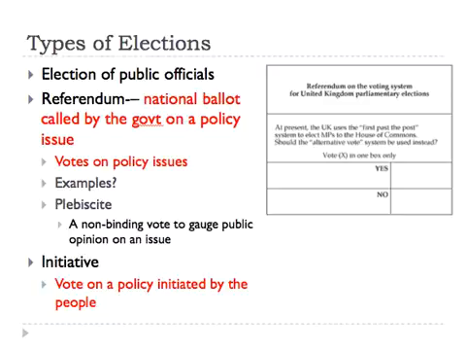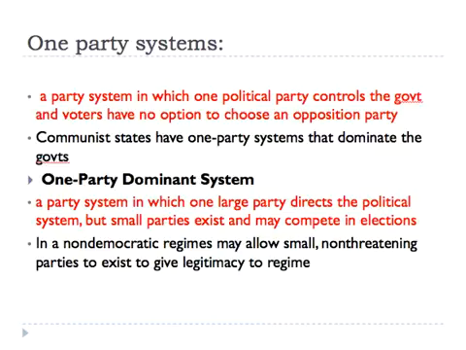A couple key ideas here. We have referendums: a national ballot, called by the government, on a policy issue. We just saw that with Brexit, when they had a referendum on whether or not to leave the EU. Sometimes they do non-binding votes as well, just to gauge public interest and opinion on issues. There are initiatives: a vote on a policy initiated by the people, not the government. So maybe what the people want, they put on the ballot.